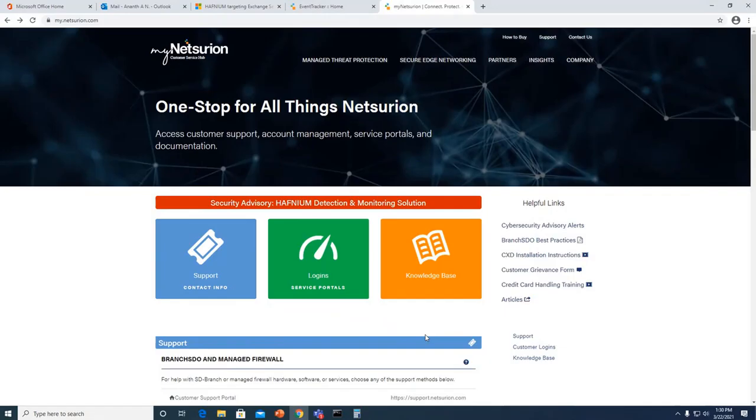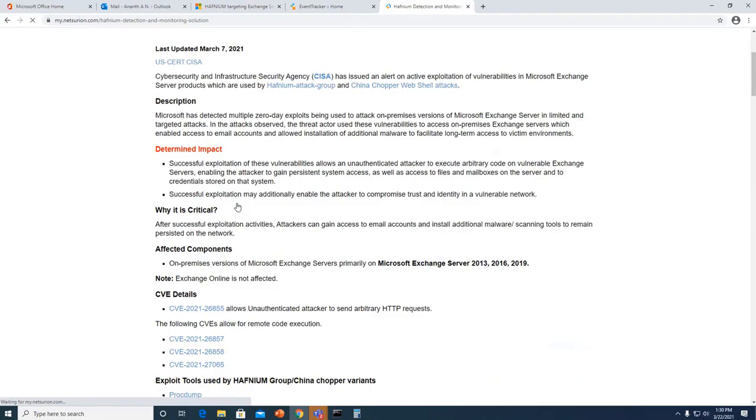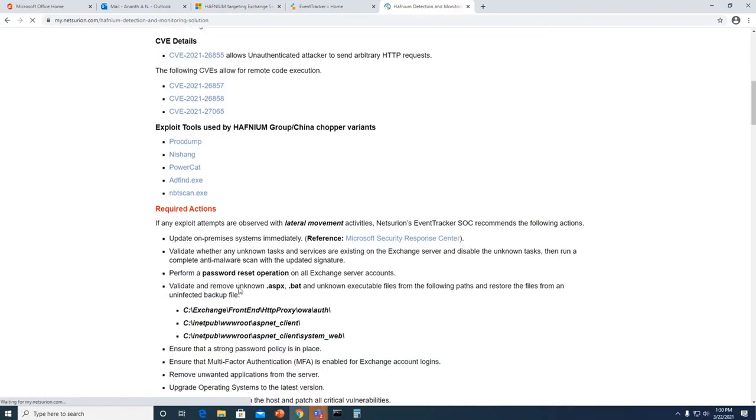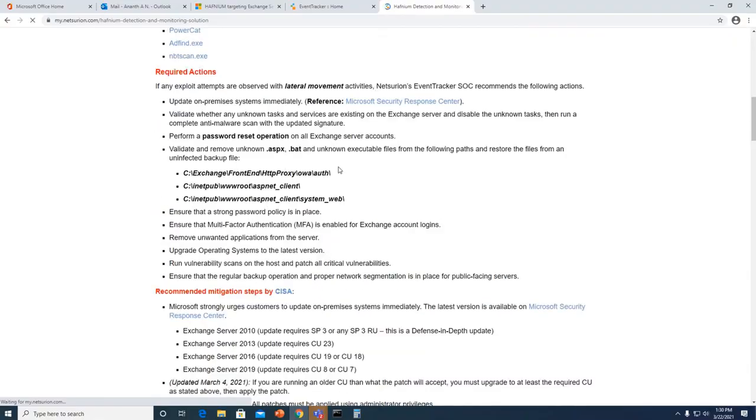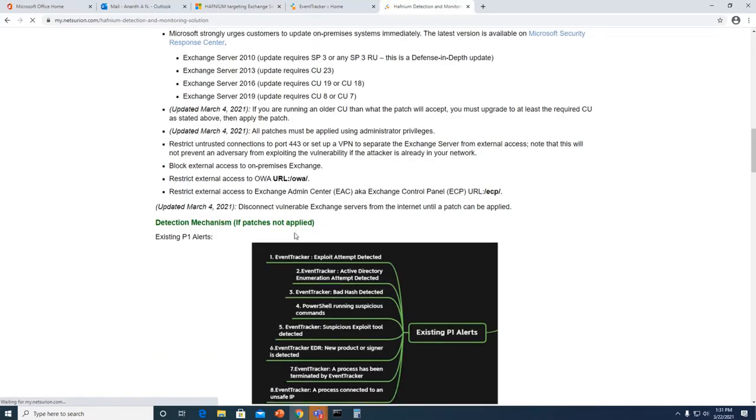So as I mentioned, when the attack happened, we provided an advisory and we published it on our customer service hub. You can reach that by going to my.netsurian.com. It's right here. This is the security advisory. We've been trying to keep it up to date, describing the problem, why it's critical, what the affected components are, what tools we're running, and what actions were recommended by the Security Response Center at the vendor, and the mitigation steps by CISA.